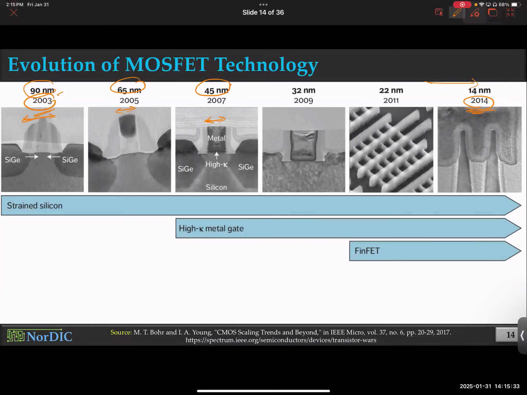Notice, can anybody notice something strange here? Between these two transistors, or even three transistors, the structure was more or less the same. Source, drain, gate. Source, drain, gate. Source, drain, gate. Source, drain, gate.